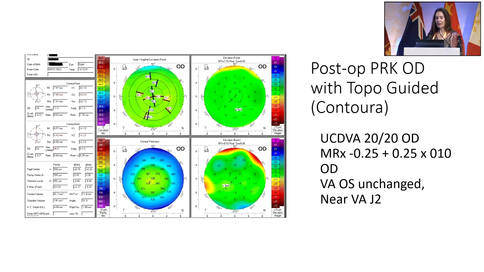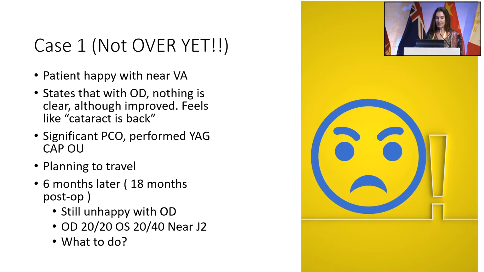So I went ahead and did that, and yay, 20/20 in the right eye, minimal refraction, and vision in the left eye, which had some myopia, was unchanged. And so here he was, 20/20, J2 at near, and you would think, congratulations, you did a good job. Well, not so fast. The patient was happy with his near vision, but he stated that with his right eye, he felt like the cataract was back. He did have significant PCO.